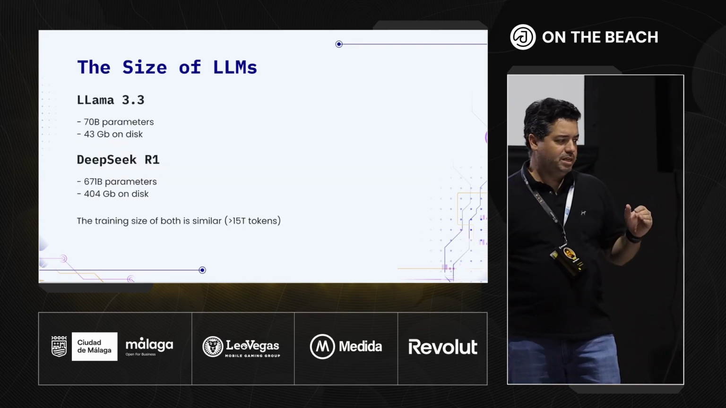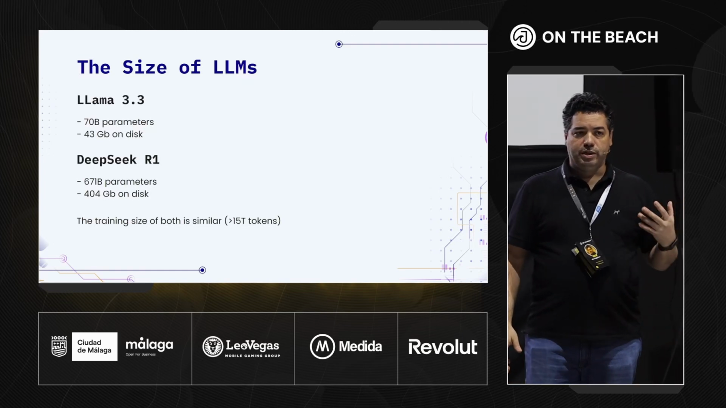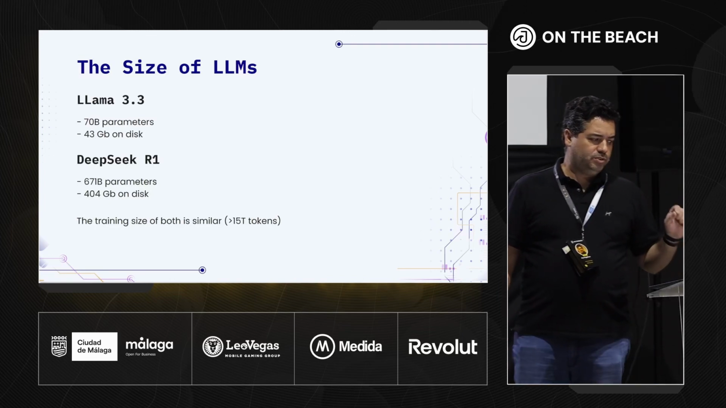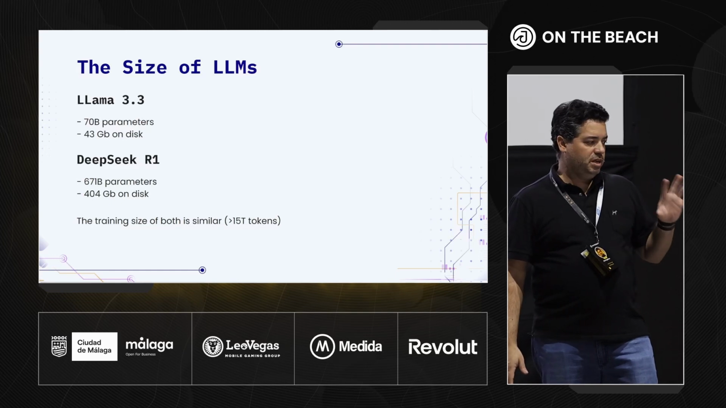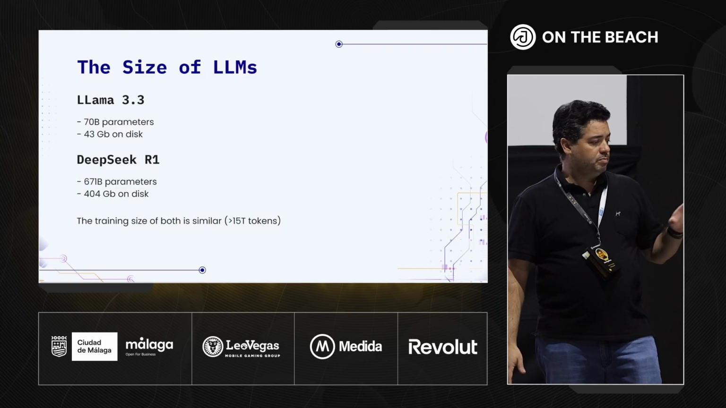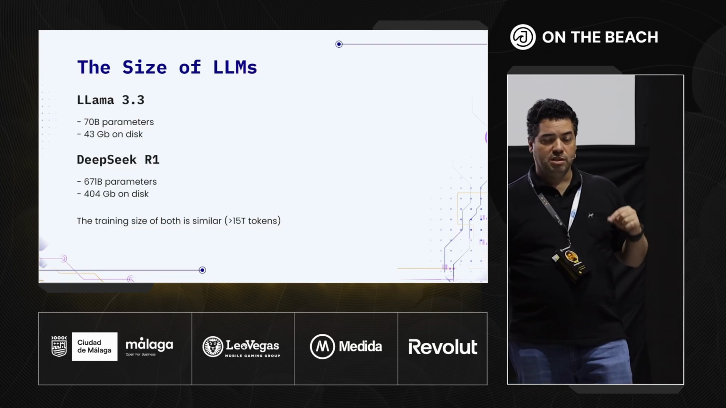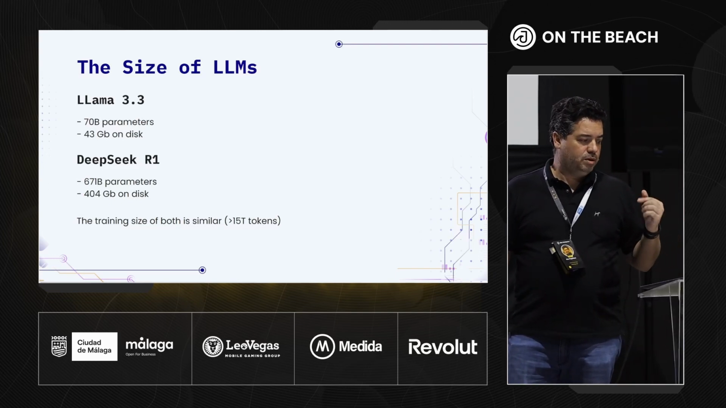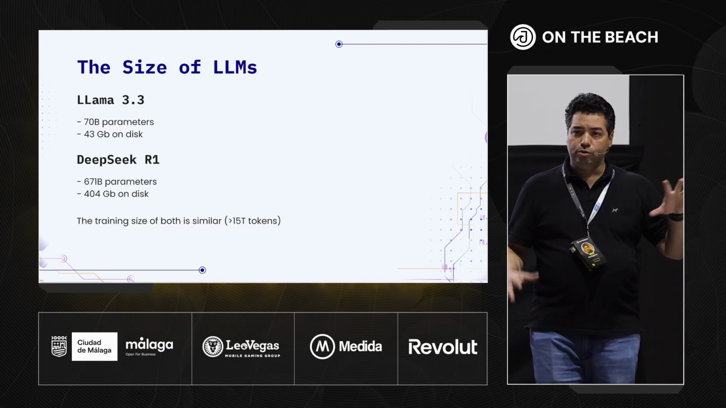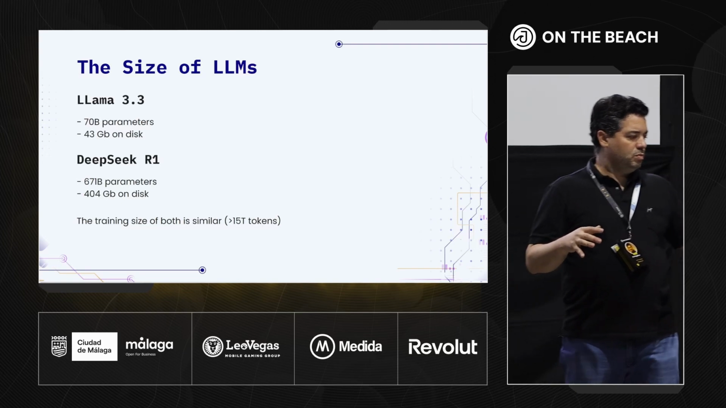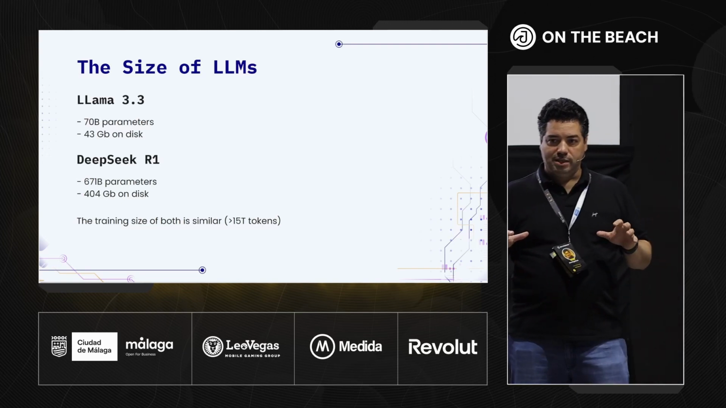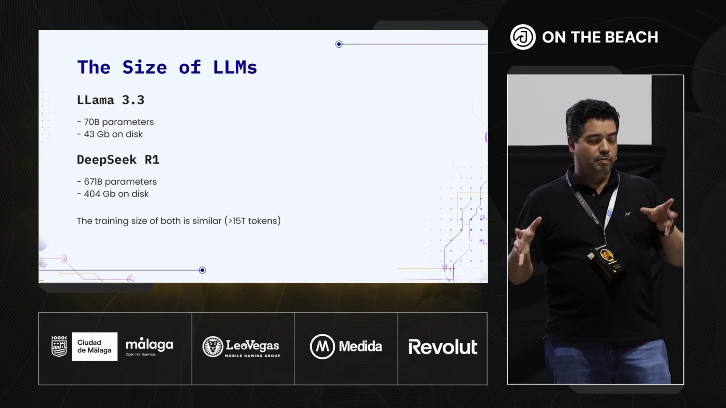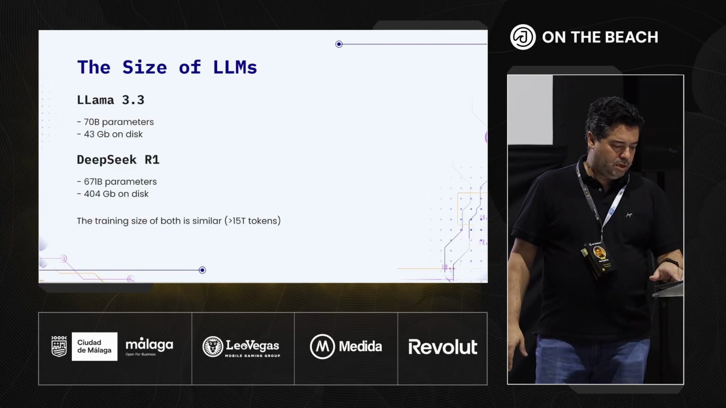Just an example of the size of LLMs, because one of the important things about your LLM is the number of parameters that it has inside it. Llama 3.3 has 70 billion parameters and 43 gigabytes on disk. And DeepSeek R1 has 10 times the number of parameters and also 10 times the space on disk. But they use different training techniques, and both use similar training data sets. That's interesting, because of the different techniques, DeepSeek uses distillation, and it generates a better result out of it.